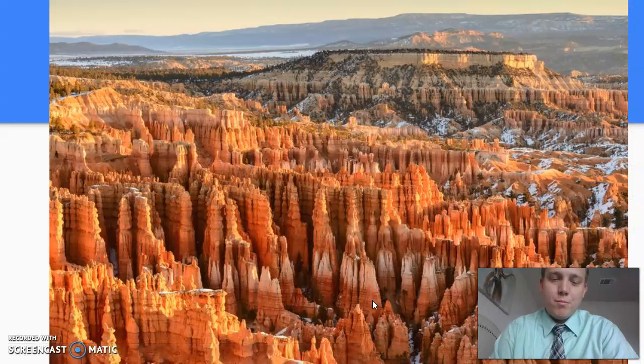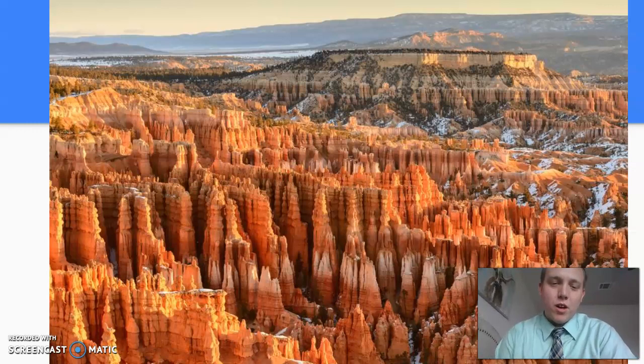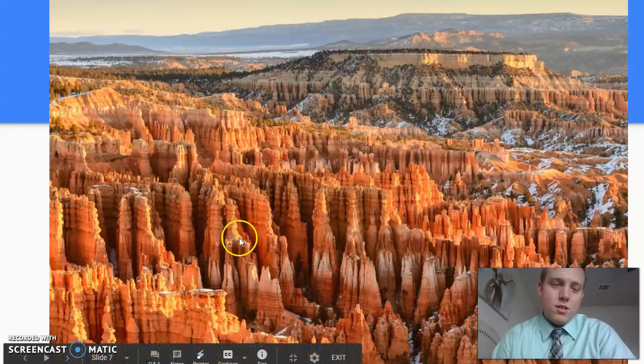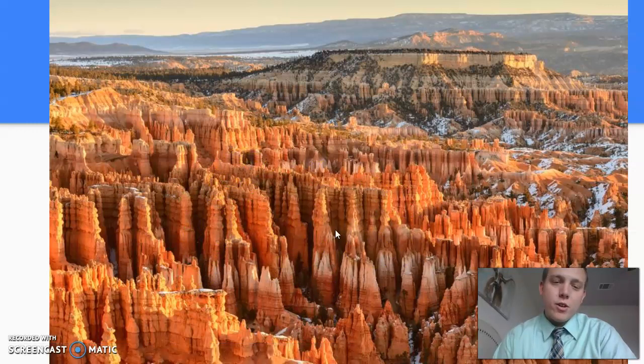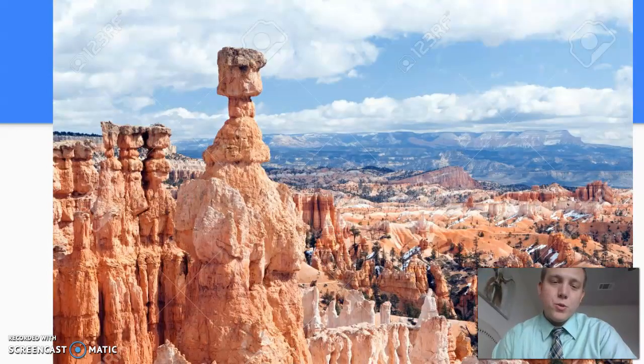Here's another Utah National Park. This is called Bryce Canyon National Park, and this is also another process of weathering and erosion that has made these rock formations that are very, very cool. All of these little rock formations are called hoodoos. And these hoodoos are made by the weathering and erosion over time. It's a very unique formation.